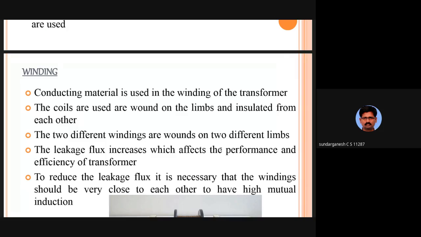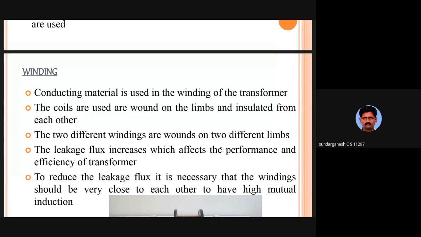Why are they insulated? Because there should not be direct electrical contact, so we are insulating them from each other. There are two different windings wound on two different limbs. So you can connect the primary winding, and you can connect the secondary winding. So there are two different windings.